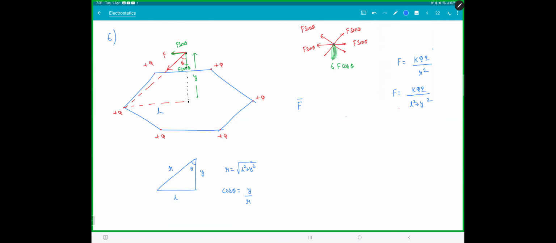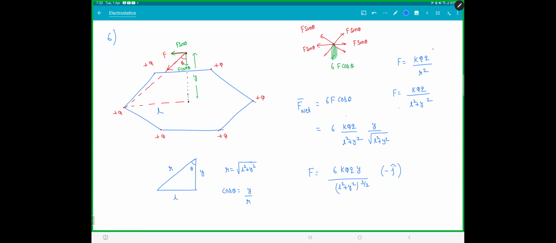So the force on this charge, F net, will be 6F cos theta. Substitute here, F will be K Q by L square plus Y square, and cos theta is nothing but Y by again root over L square plus Y square. Therefore, we get force is equal to 6 K Q Q Y by L square plus Y square whole power 3 by 2. The direction is minus J cap, downward. This is your force.